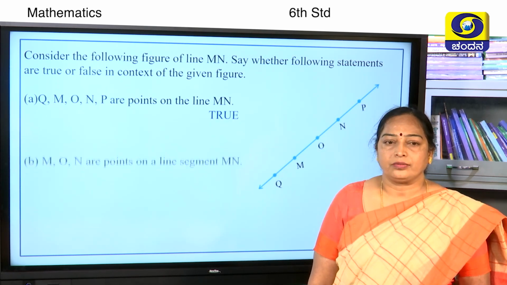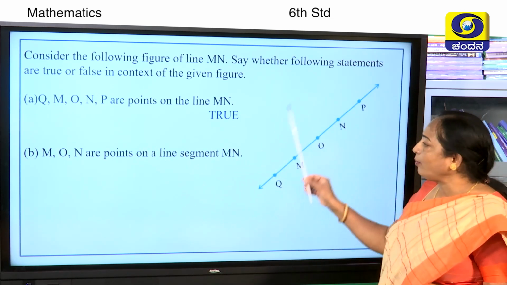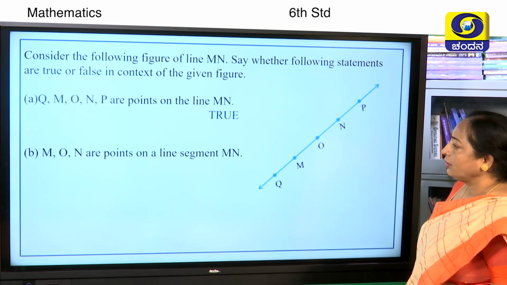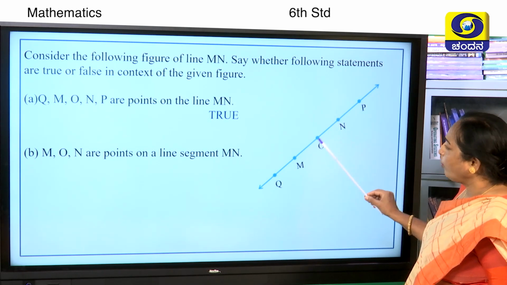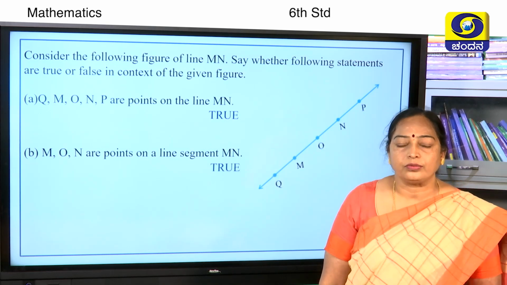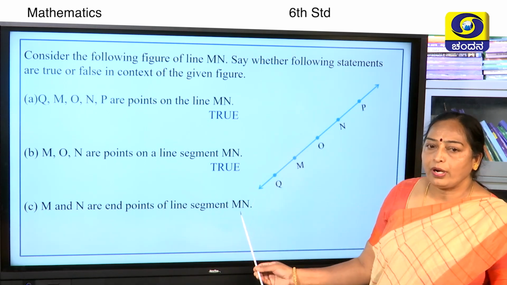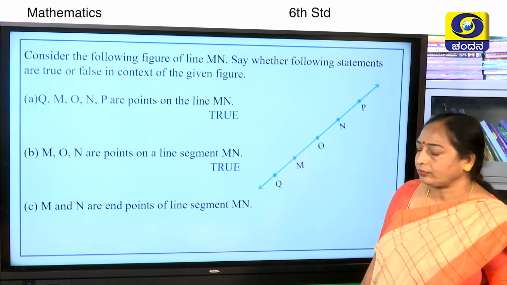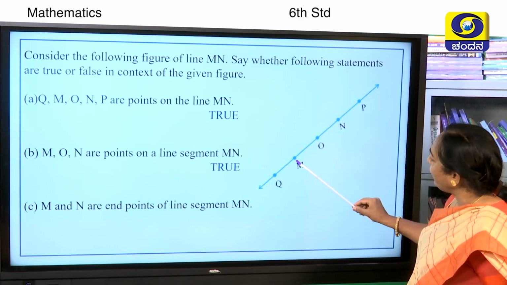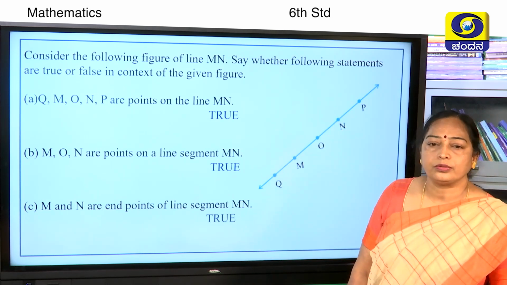Take second one. M, O, N are points on a line segment MN. Consider the line segment MN. M, O, N are the points on the line segment MN. Therefore, this statement is true. Next one. M and N are the end points of line segment MN. M and N are the end points of the line segment MN. So, this statement is true.